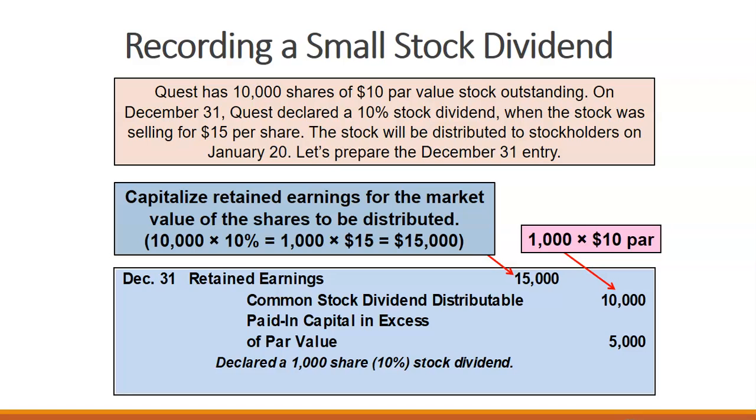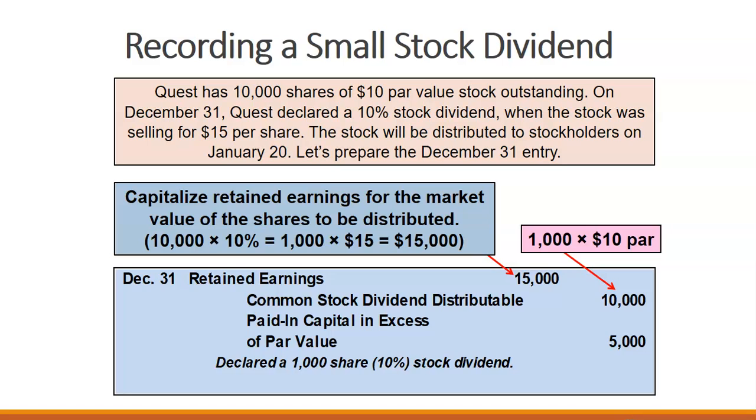We have 10,000 shares of $10 par stock outstanding. On December 31st, we declare a 10% stock dividend. The stock was selling for $15 per share. The new stock will be distributed to stockholders on January 20th. So we had 10,000 shares, we're doing a 10% stock dividend. So we're distributing 1,000 additional shares to our current holders. If I have 10 shares, I'm going to get another share of stock. Now I'm going to have 11 shares, part of this 10% issuance.